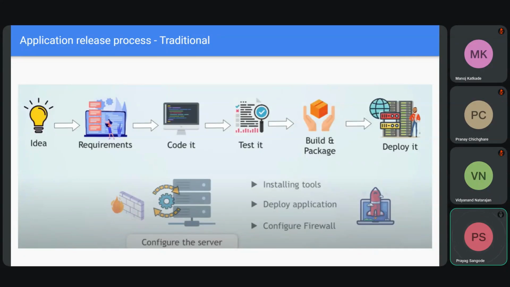For any software which is built, we come up with an idea, then we gather the requirements, the coding is done, and it is tested. After testing, we build and package it. This step is very important, building and packaging. We'll be seeing that soon. The package which is created is deployed on the server. This is the traditional application release process generally.